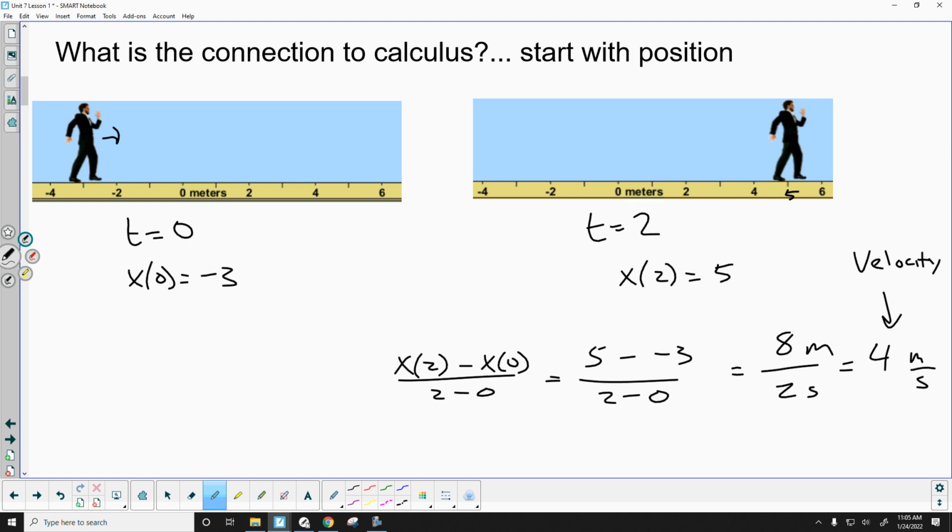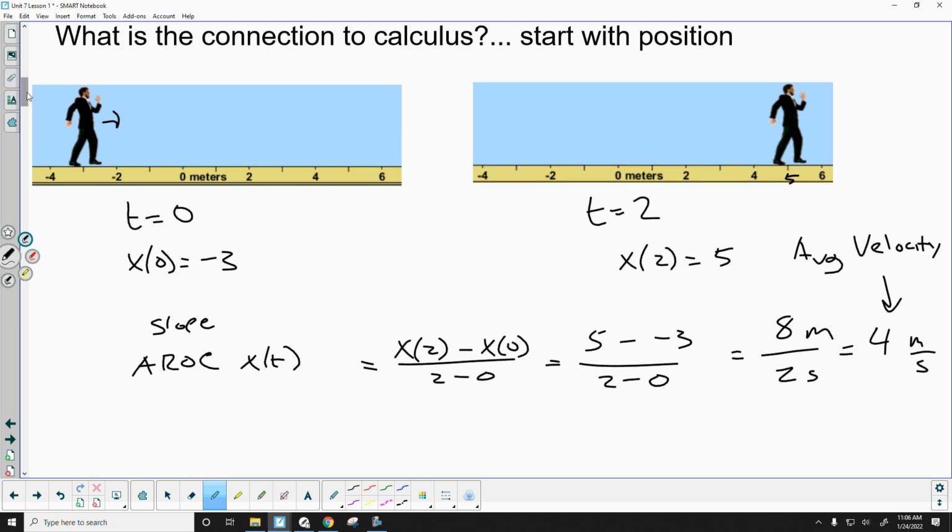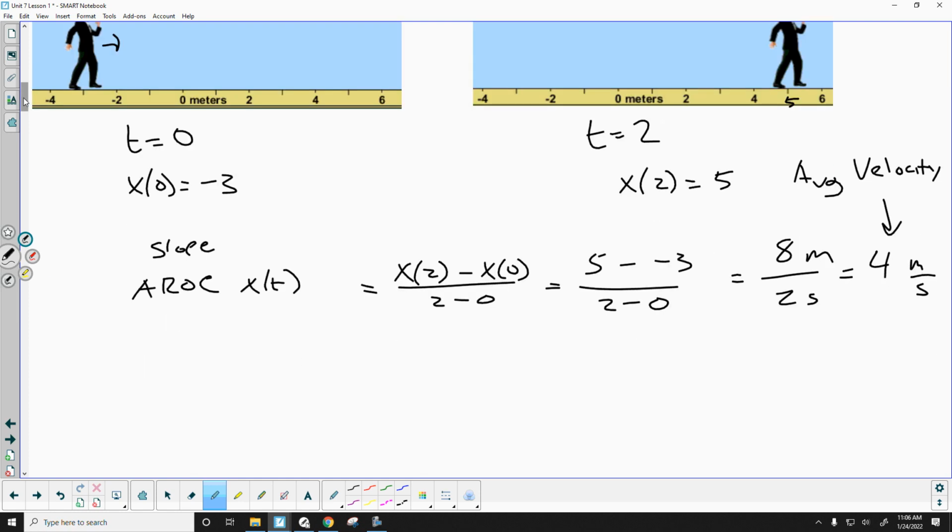The slope formula. This entire class is about slopes. This entire first semester was slope, right? What was another word we used for this kind of slope formula? An average rate of change. The average rate of change of position gave me an average velocity. The rates of change of position will be velocity. Average rate of change is what you think of as a slope of a secant.